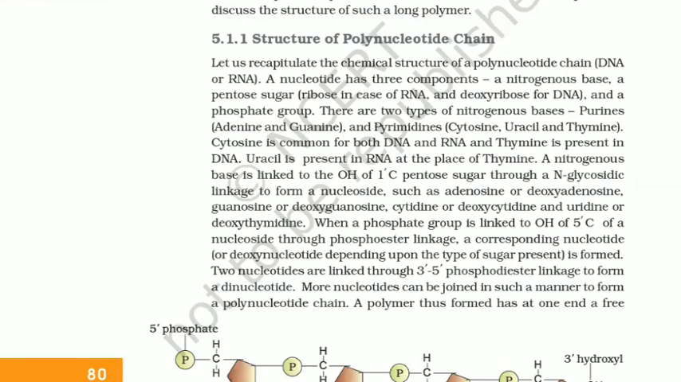Let us recapitulate the chemical structure of a polynucleotide chain, DNA or RNA. A nucleotide has three components: a nitrogenous base, a pentose sugar, that is ribose in case of RNA and deoxyribose for DNA, and a phosphate group. There are two types of nitrogenous bases: purines, that is adenine and guanine, and pyrimidines, that is cytosine, uracil, and thymine. Cytosine is common for both DNA and RNA, and thymine is present in DNA. Uracil is present in RNA at the place of thymine.